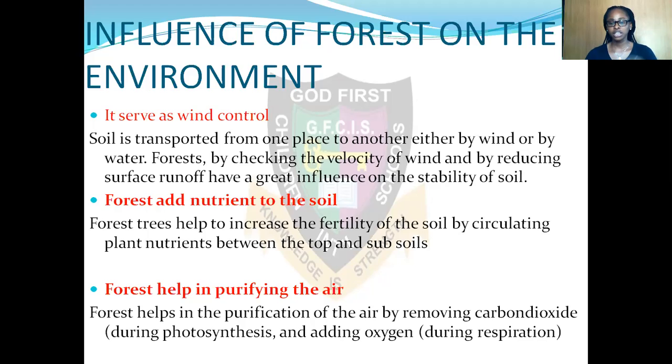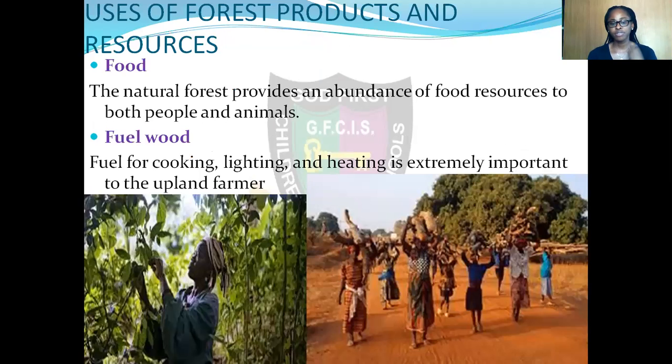That is why the federal government advises you to plant trees around you, so that the air you breathe can be purified. Trees help in purifying the air by removing carbon dioxide during photosynthesis and adding oxygen during respiration. So we'll move ahead to the uses of forest products and resources.